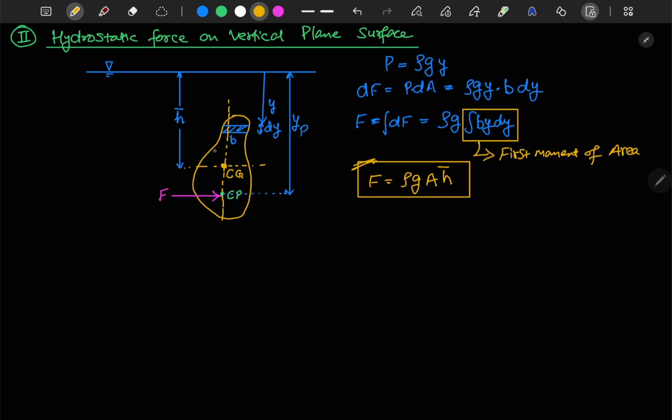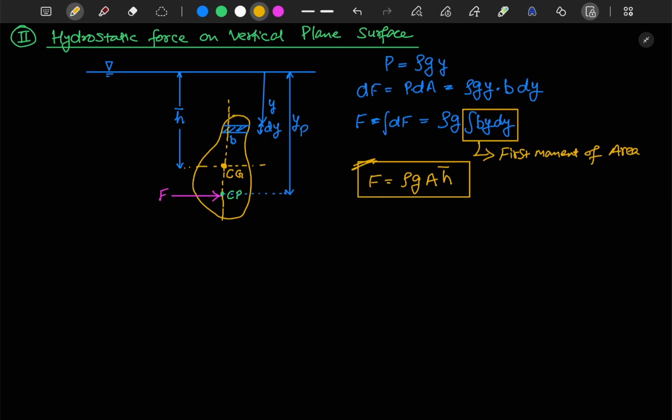Okay, where A is the area of this surface and h bar is the distance of CG, center of gravity, from the top surface. So this is your hydrostatic force acting on this surface. Okay, and this is your total, like summation of all the elemental forces, since we have integrated it. So this is your total hydrostatic force acting on the plane surface.